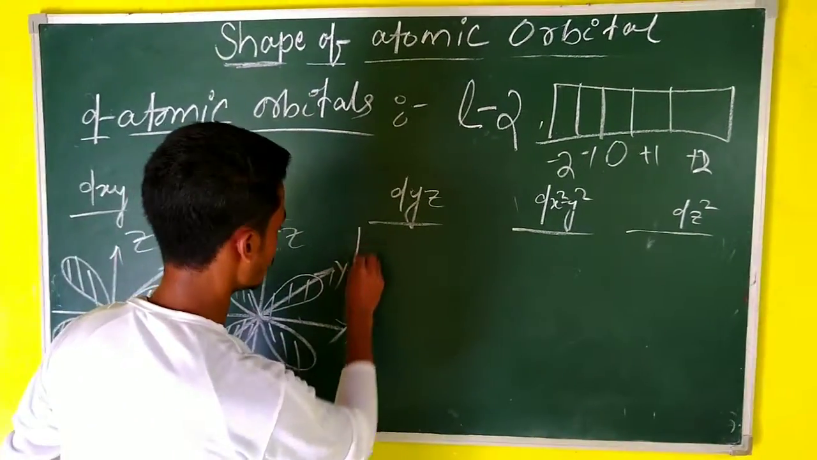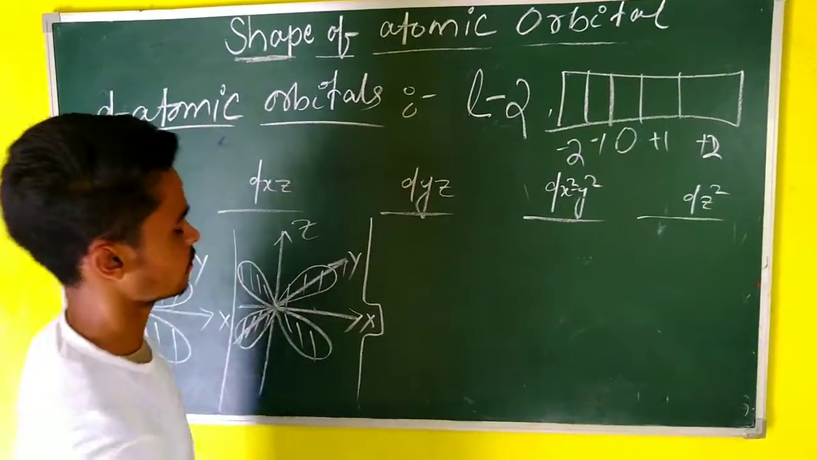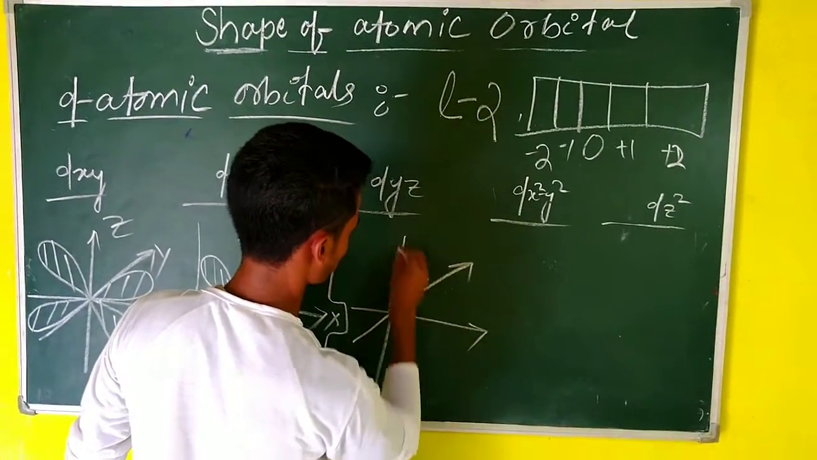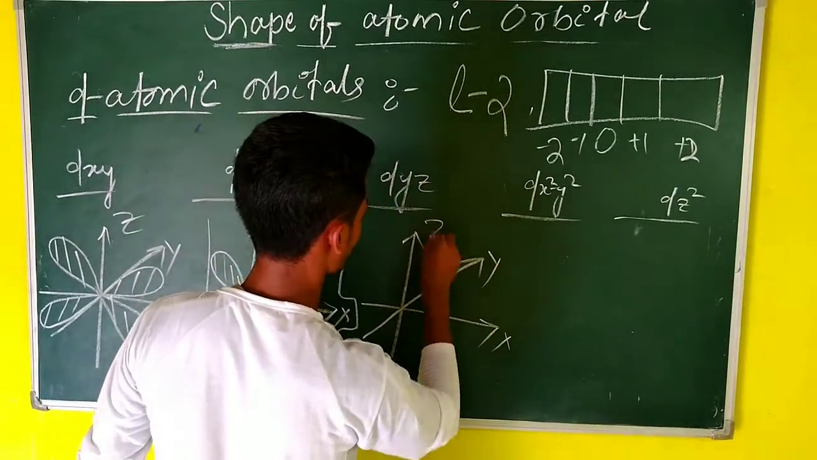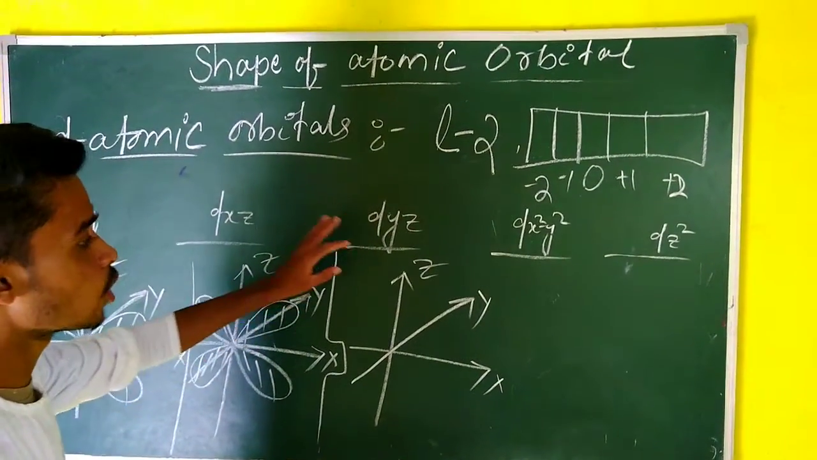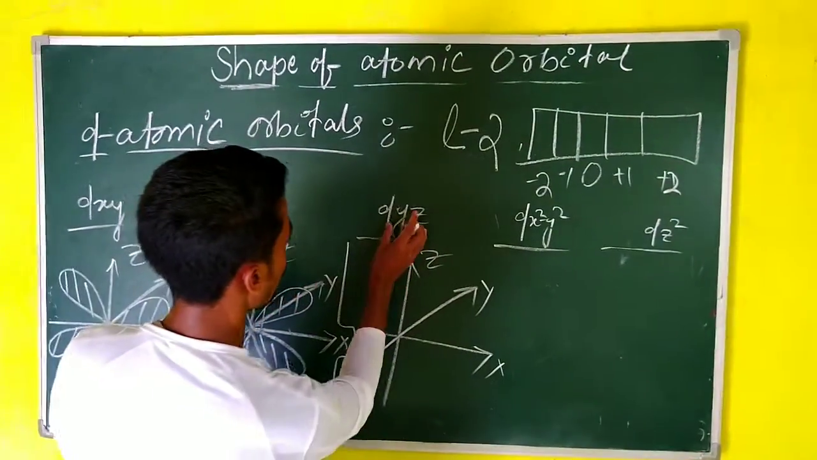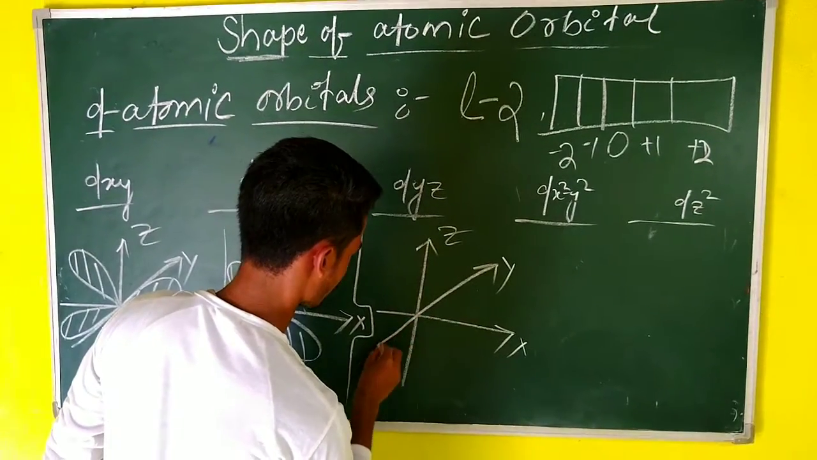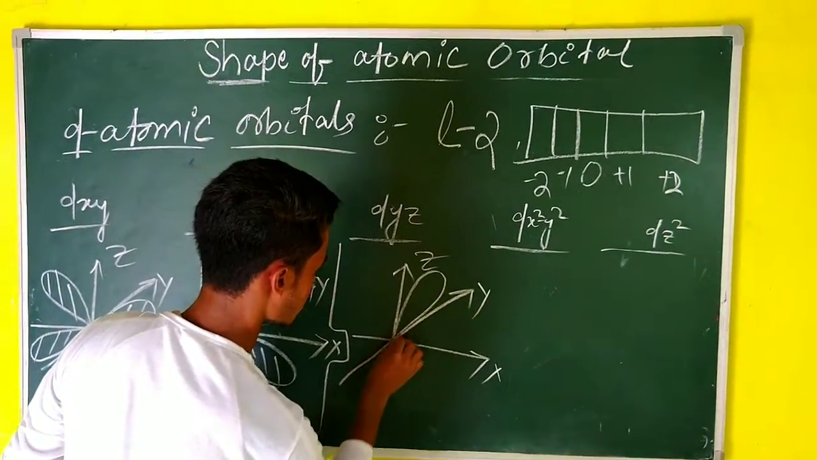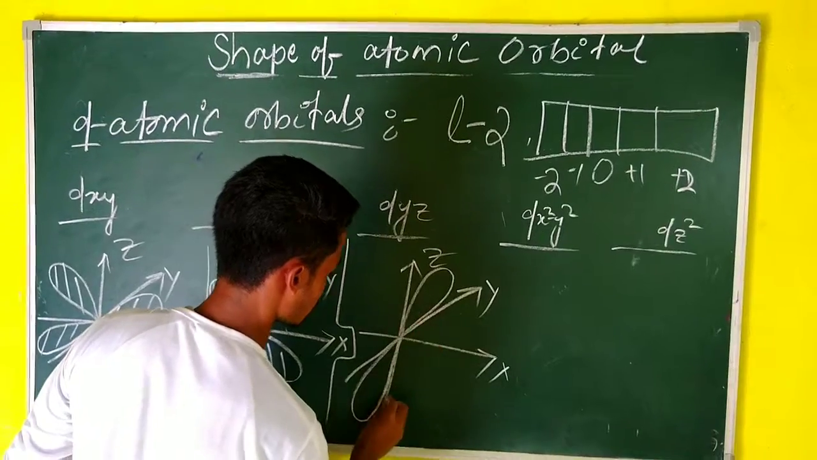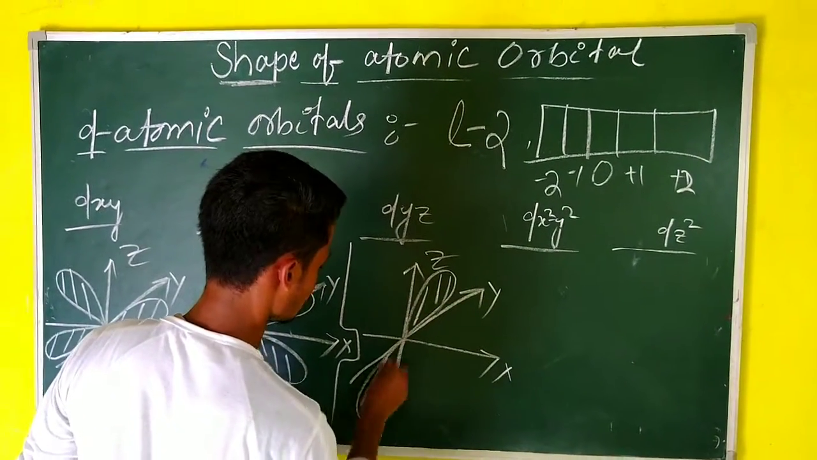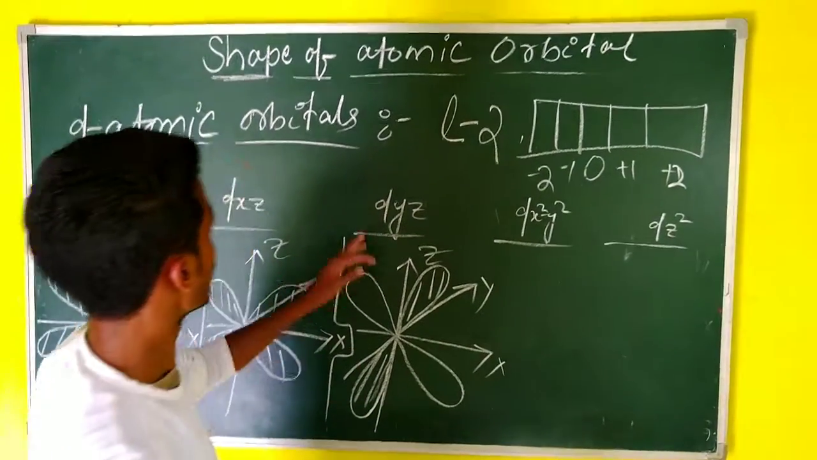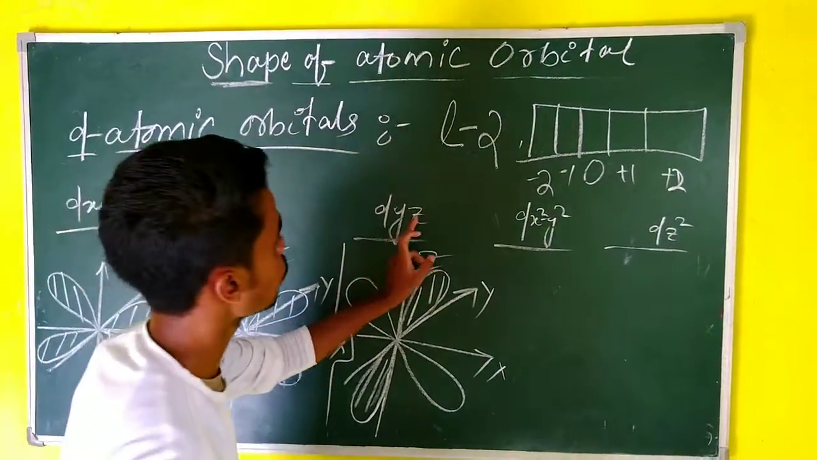Then comes dyz. Double dumbbell shapes are present between the y and z axes. In this place we can draw a dumbbell shape, and on the opposite side we can draw another dumbbell shape, and this is the shape of dyz orbitals.